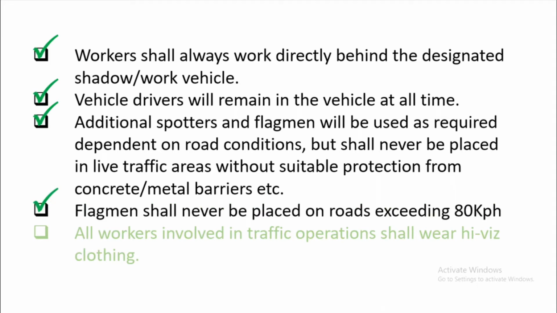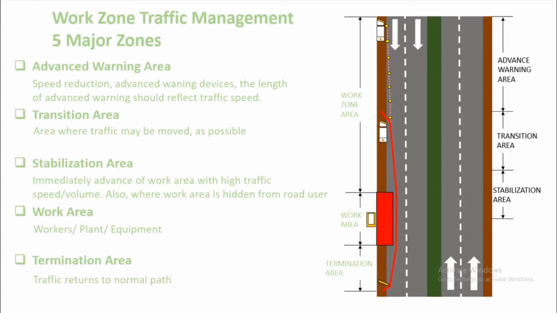Flagmen shall never be placed on road exceeding 80 km per hour. So the flagmen only can control the roads where the traffic's speed limit is less than 80 km per hour. All workers involved in the traffic operation shall wear high visibility clothing or high visibility vests.